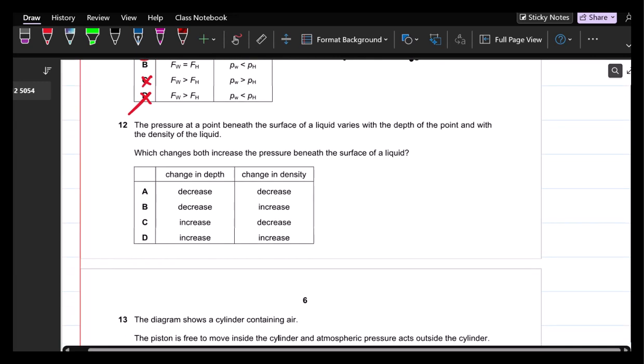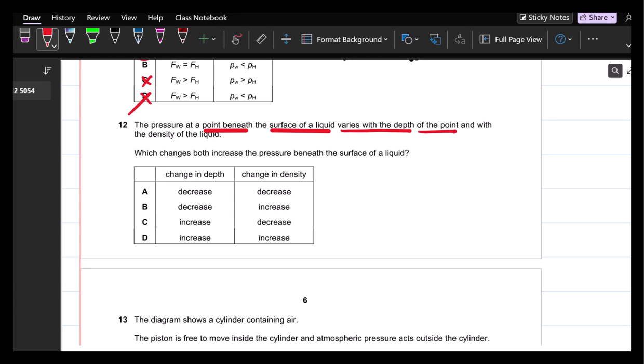Moving towards question number 12. The pressure at a point beneath the surface of a liquid varies with the depth of the point. So you have to remember that the pressure in a liquid is related to depth. We write a formula: pressure is equal to rho g h, that is density times gravitational field strength times depth, that is height, and it also depends on the density of the liquid.